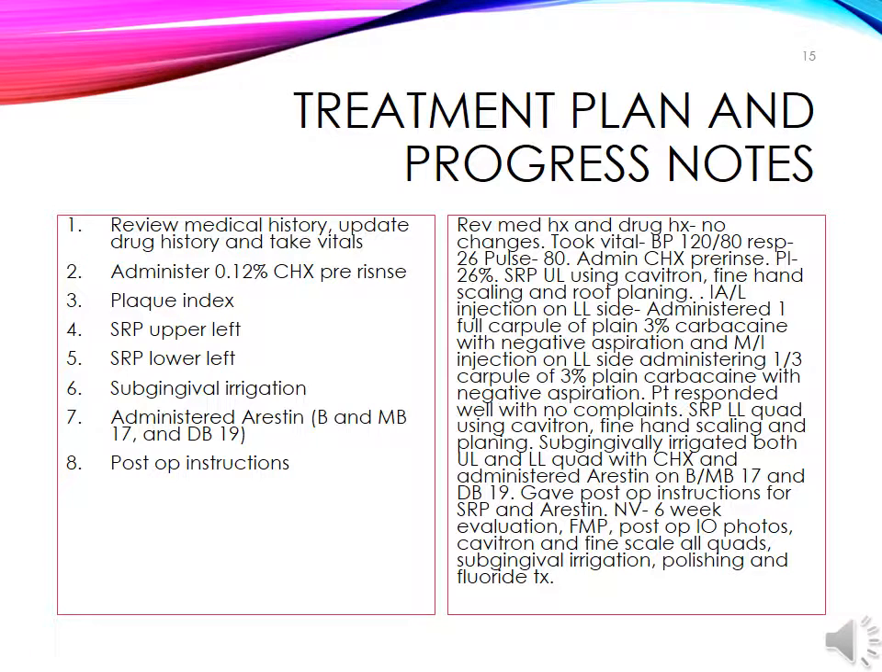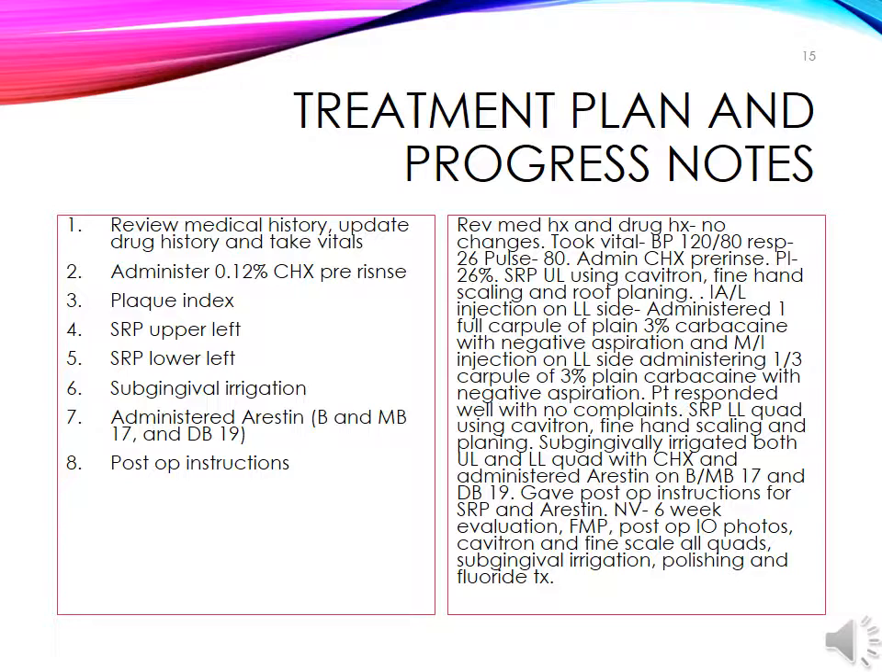Inferior alveolar and lingual injection on lower left side. Administered 1 full carpule of plain 3% Carbocaine with negative aspiration, and MI injection on lower left side, administering 1/3 carpule of 3% plain Carbocaine with negative aspiration. Patient responded well with no complaints.